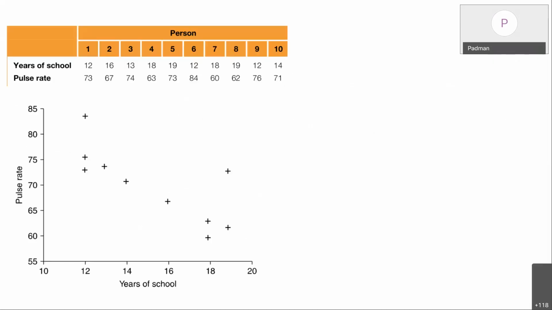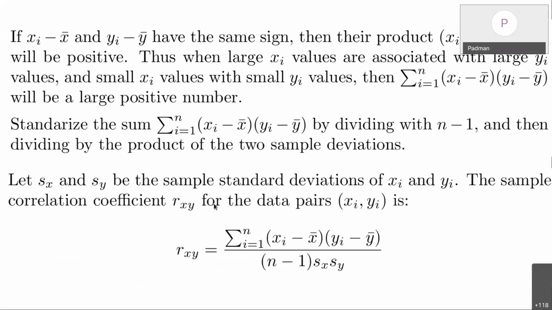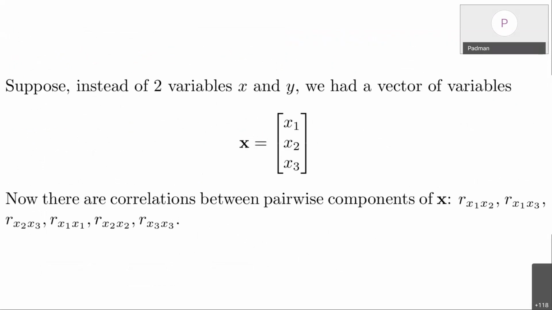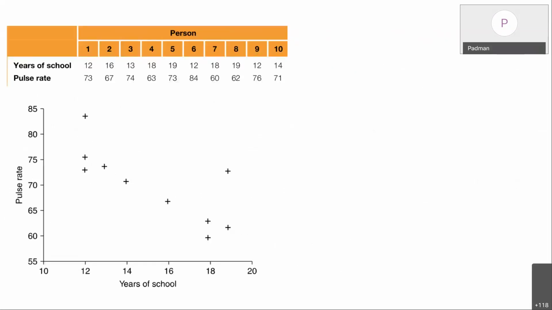So if you see this plot here, this was a line with a negative slope. So the correlation here is negative, somewhere between 0 and -1. So this seems to mean that there is a strong negative correlation between the number of years in school and the resting pulse rate. Okay, so from this data, do you conclude that if you spend more time in school, your pulse rate will be lesser?